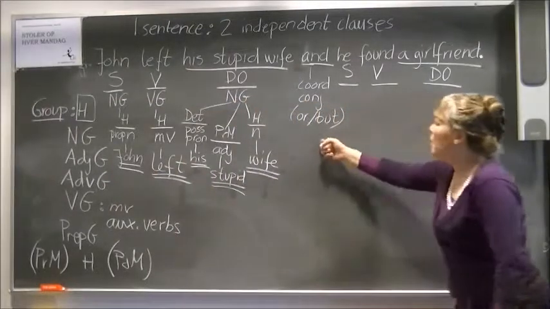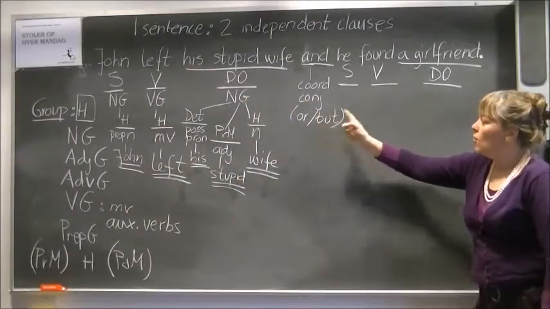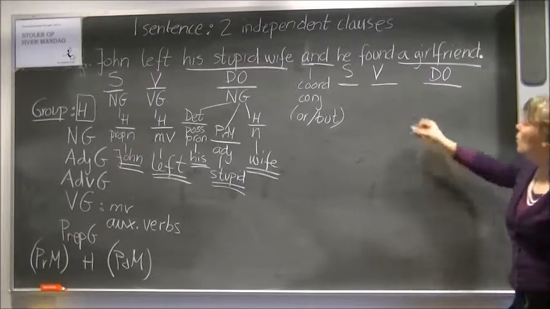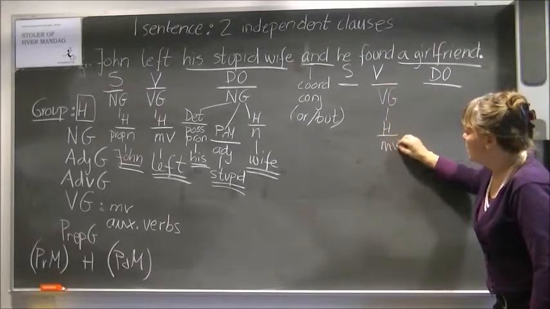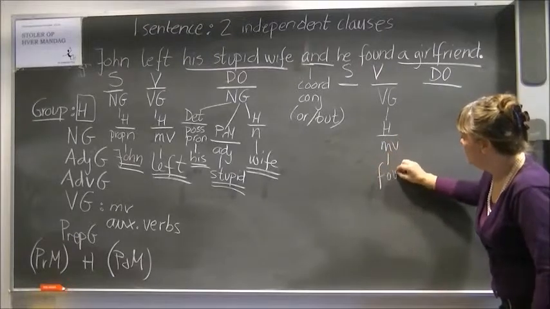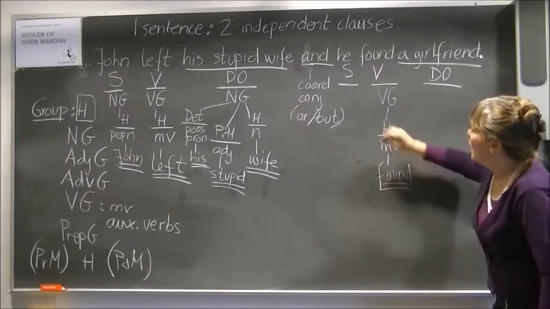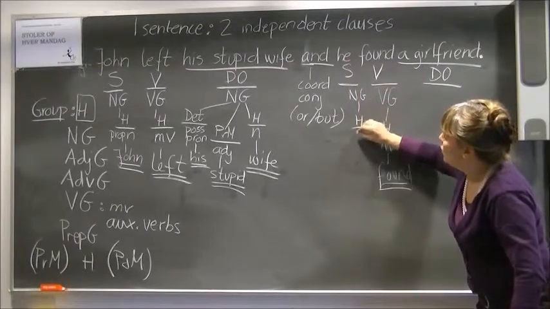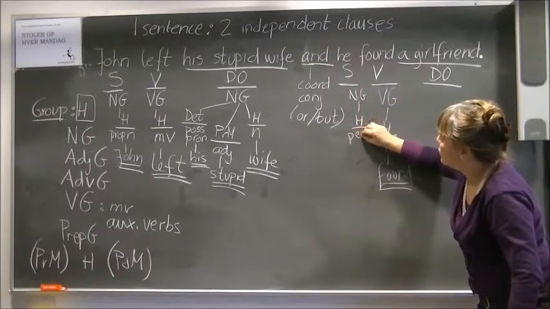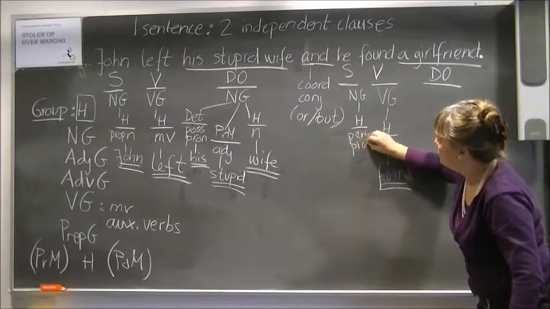Then we have the coordinating conjunction. It coordinates things of the same kind. Over here we have a verb group, because the most important element is the main verb "found". And then we have a noun group, because this is only one word, and that is a personal pronoun.